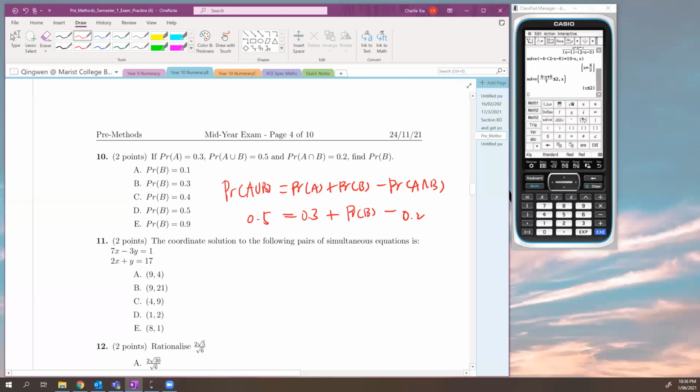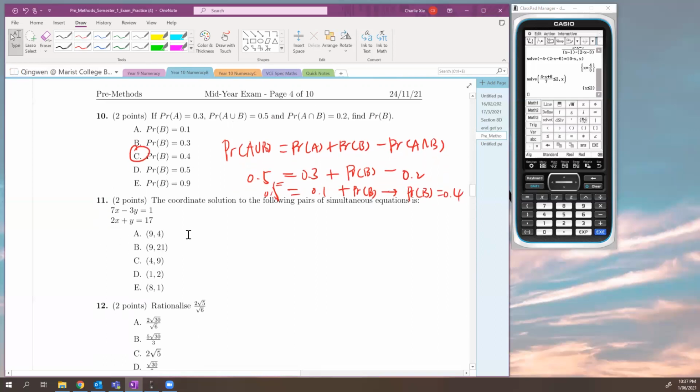0.3 minus 0.2 is 0.1, so 0.5 equals 0.1 plus the probability of B. Therefore, the probability of B has to be 0.4. Write it nicely. So therefore, the probability of B is equal to 0.4.